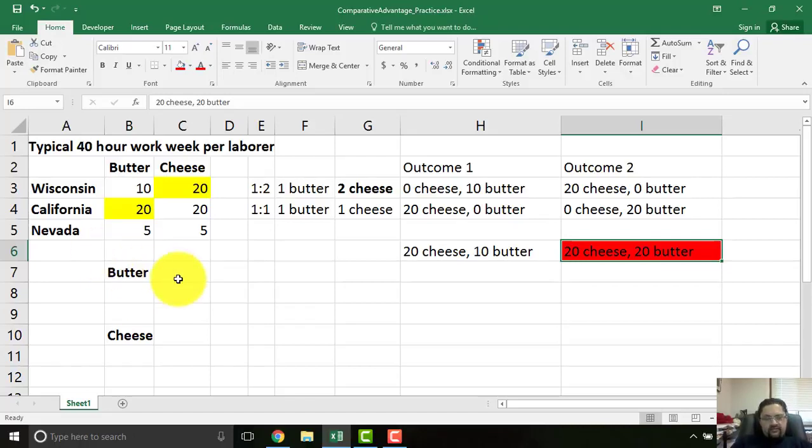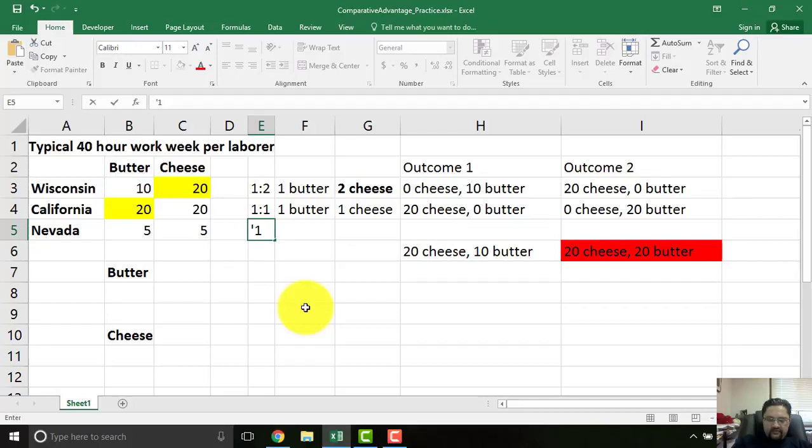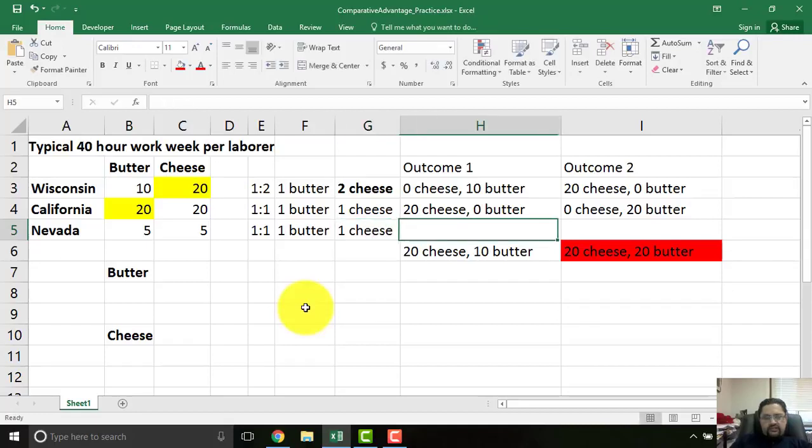Now, if we were to look at Nevada, okay, Nevada also has a 1-to-1 ratio. They've got a 1-to-1, 5 over 5, is a 1-to-1. So they would produce 1 butter and 1 cheese. Okay, so under their outcome, if we had them produce cheese, the best they could produce is 5 cheese. The best they could produce is 5 butter. So that's nice, that's useful.